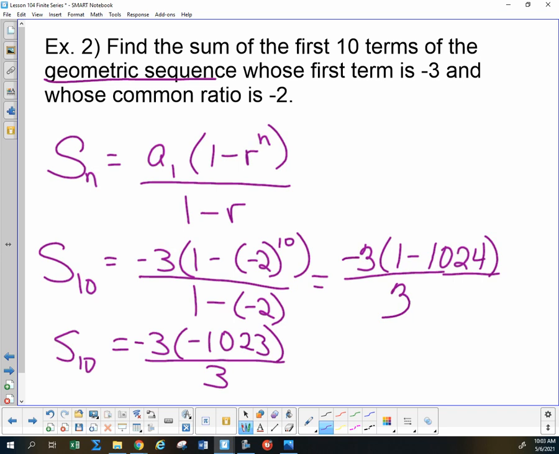So I now have -3 times -1,023 over +3, 2 negatives. Final answer is positive. My 3's cancel, so my final answer is positive 1,023. Not too bad, just need to watch out for the plus and minuses and not drop one like I did. And be careful with raising negative r's to powers.